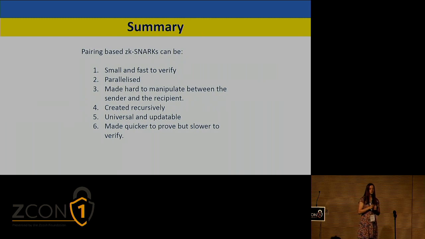So just in summary, there are a range of applications which SNARKs can be used for, and a range of properties that you can have. They can be small and fast to verify. They can definitely be parallelized. Most of what you're doing is multi-exponentiation, and this is just begging to be parallelized. They can be made hard to manipulate between the sender and the recipient. This is something that you get for free pretty much in random oracle-based protocols, but is a lot harder to achieve if you don't want to use a random oracle. They can be created recursively, they can be universal and updatable, and they can be made quicker to prove but slower to verify. Oh, any questions?